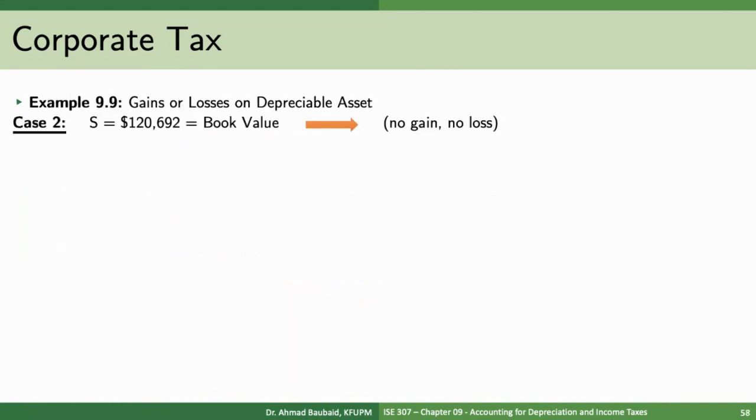Let's take another case. What about if the salvage value is the same as the book value? Well, in this case, I again do salvage value minus book value, but I get a 0 because they're both the same. So no gain, no loss.